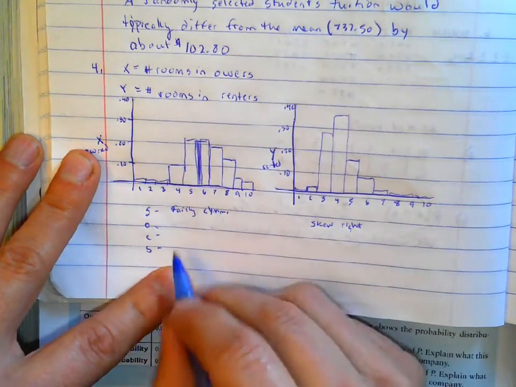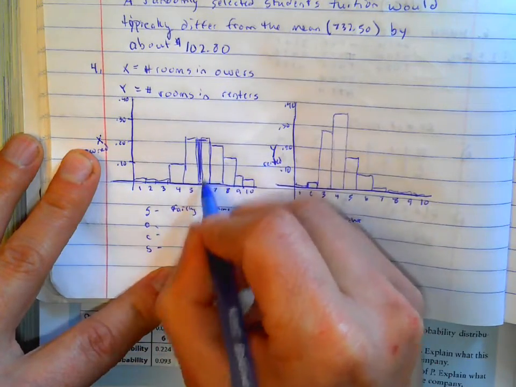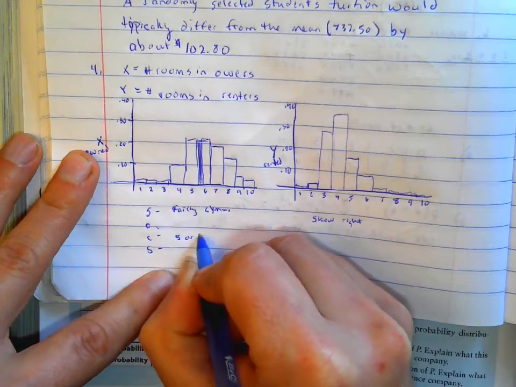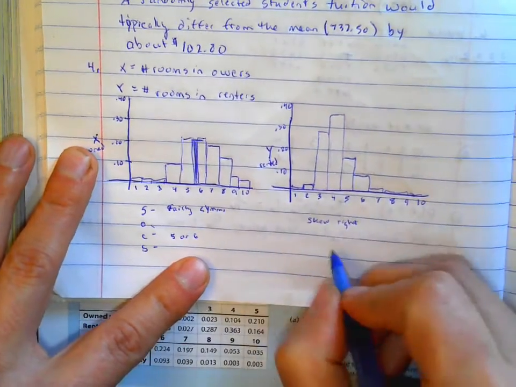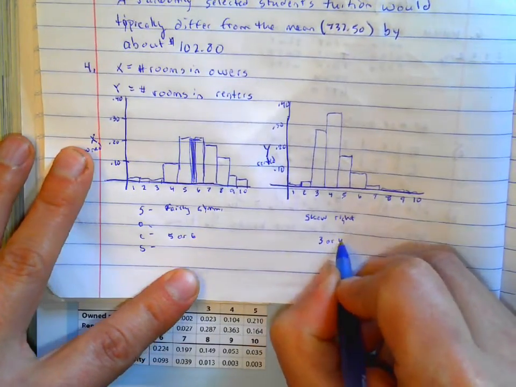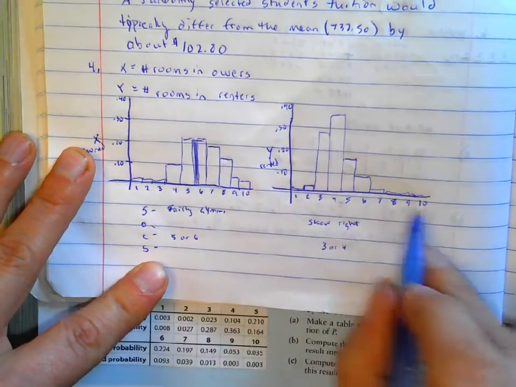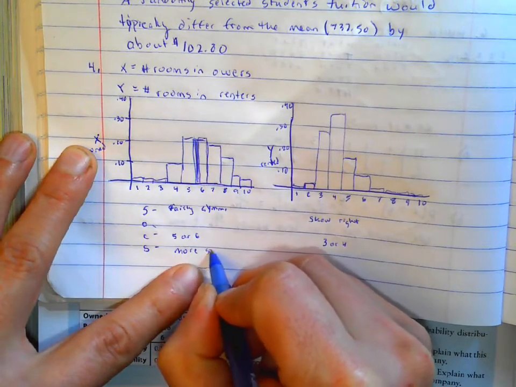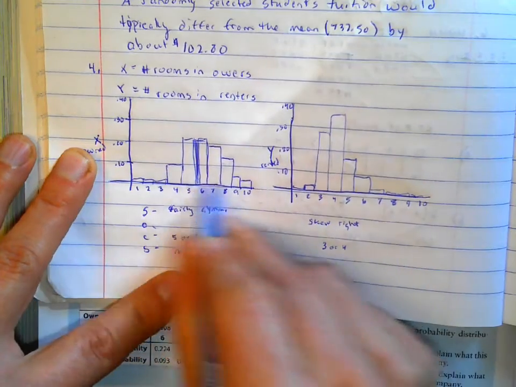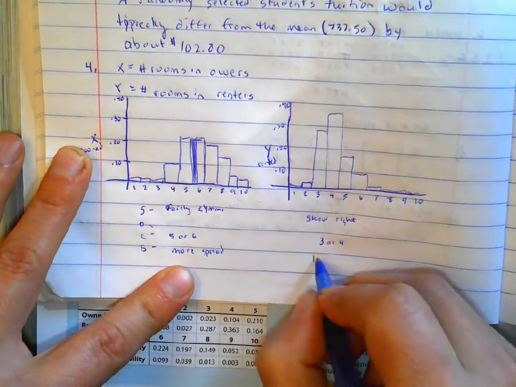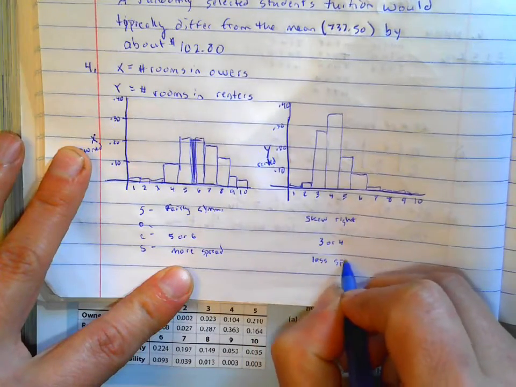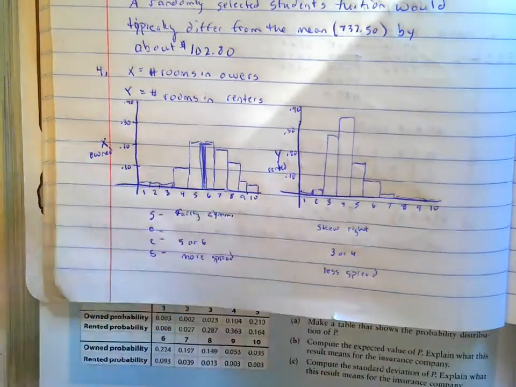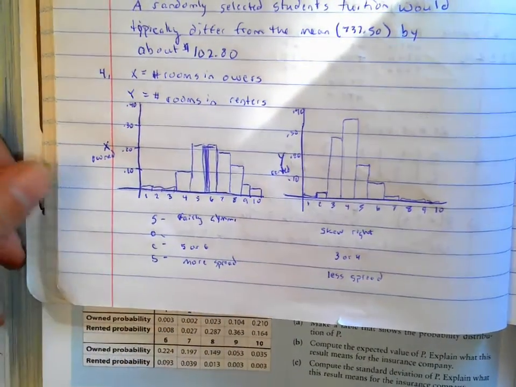Outliers, not really. Centers, center here is maybe about 5 or 6. Center here would be about 3 or 4. The spread, this is more spread. Looking at that distribution, and this is a little less spread. So yeah, that's how we can describe that distribution.